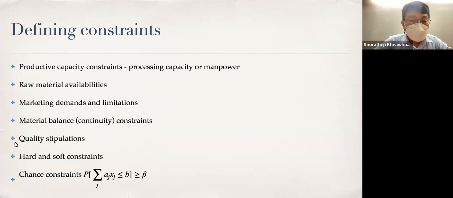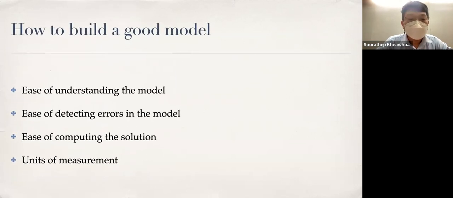And the next one is quality stipulation. For quality stipulation, actually, it is an inequality constraint. Okay. And we talk about hard and soft constraint and chance constraint. Also, we discuss how to build a good model.